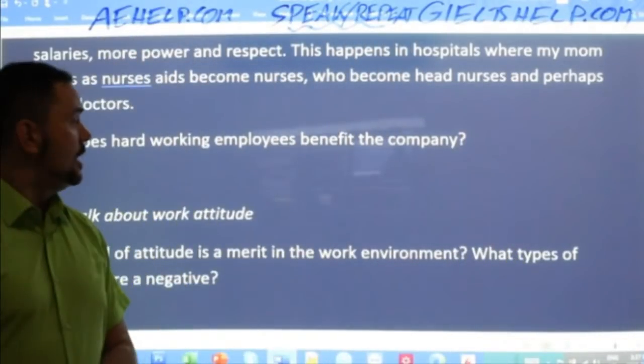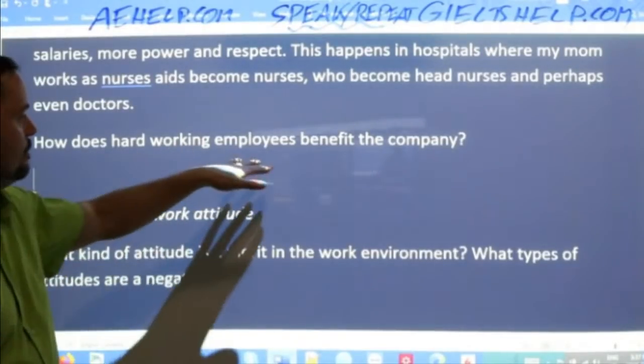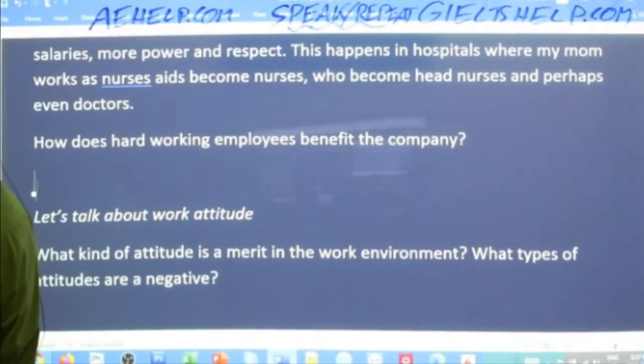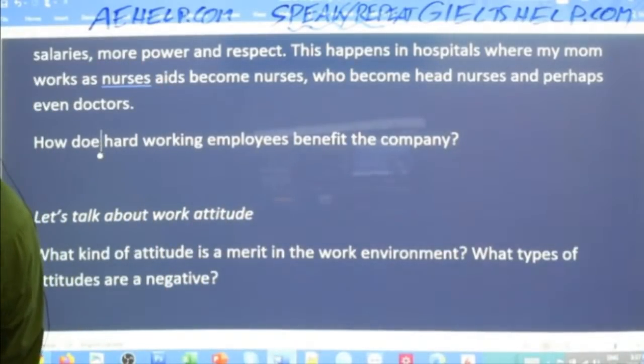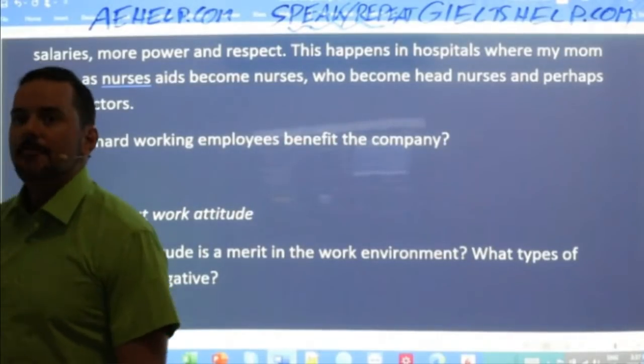Okay, here we go. How do hardworking employees benefit the company? Okay, so how do hardworking employees benefit the company?